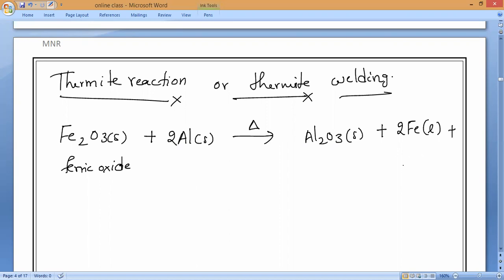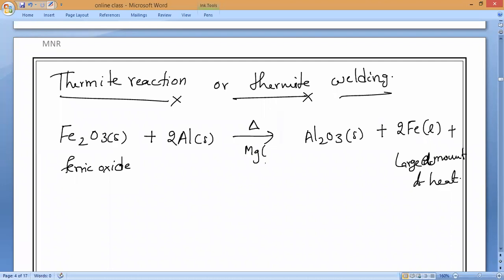plus large amount of heat will release. So this is what will happen. So here, if we take aluminum powder, which is in powder state, it will react with iron oxide or iron 3 oxide or ferric oxide powder. They are heated up by burning magnesium powder to initiate the reaction. So we are using magnesium powder here.